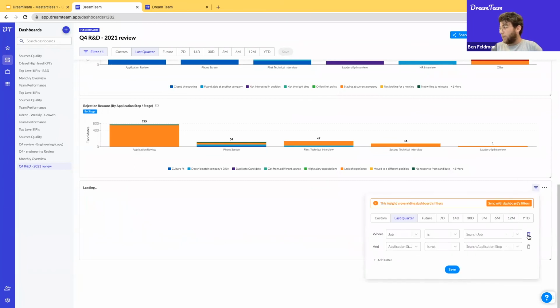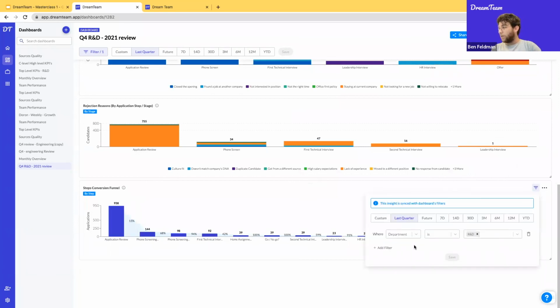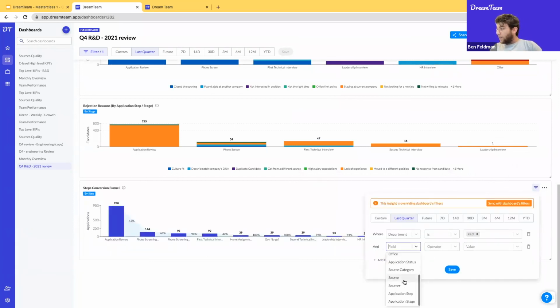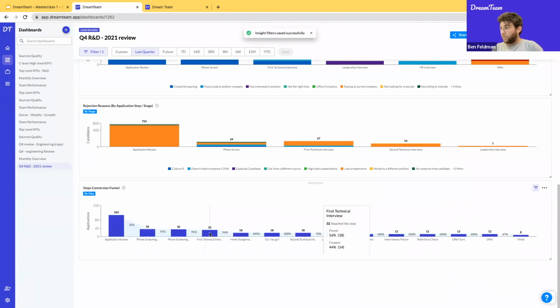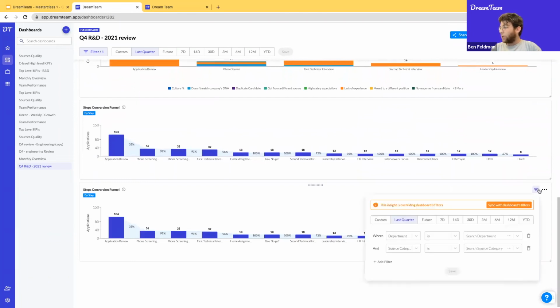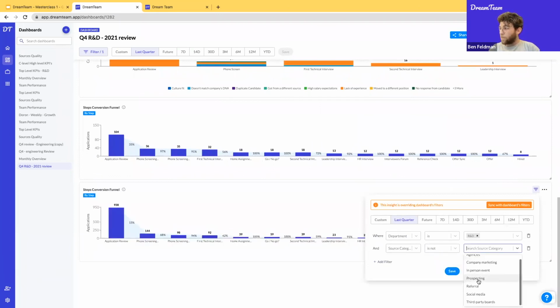So I'm going to remove all of this. Just sync with the dashboard. And I'm going to say that the source category, let's say, is referral. And I want to see how this flows. And then I want to compare that to the rest of the company, right? So I'm going to go to these 3 dots over here. I'm going to duplicate. And I'm going to go back to the filters. But the difference now is I'm going to say the source category is not referral.